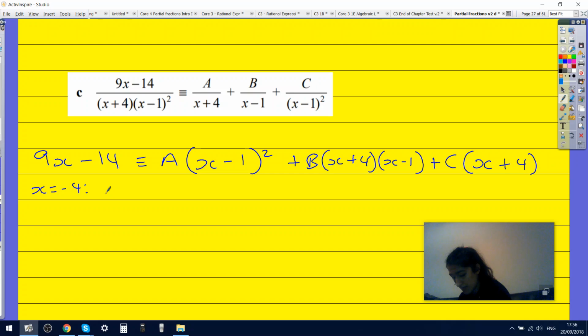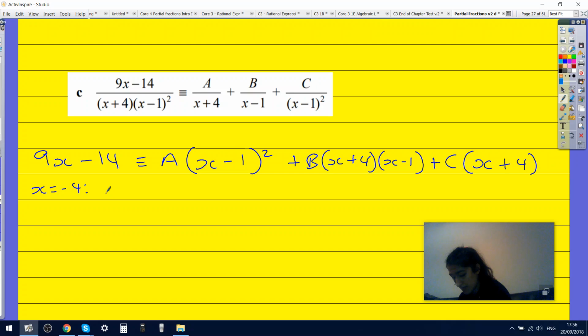Equates to minus 4 minus 1 is minus 5. Minus 5 squared is 25. 25a plus minus 4 plus 0. So 0 times b goes, and so does c. So a equals minus 25. 25a is short for 25 times a. So a equals minus 2. Yeah.